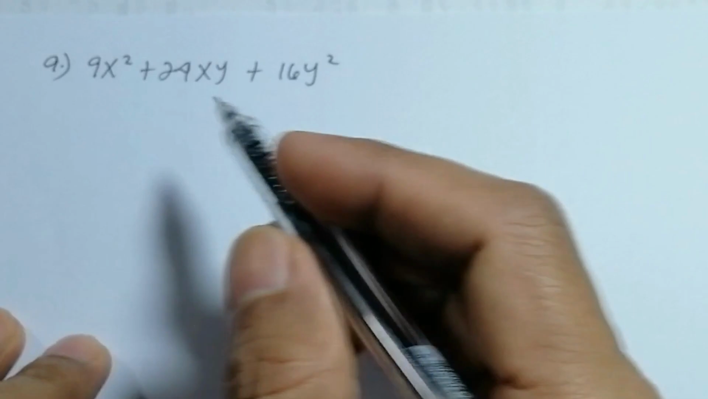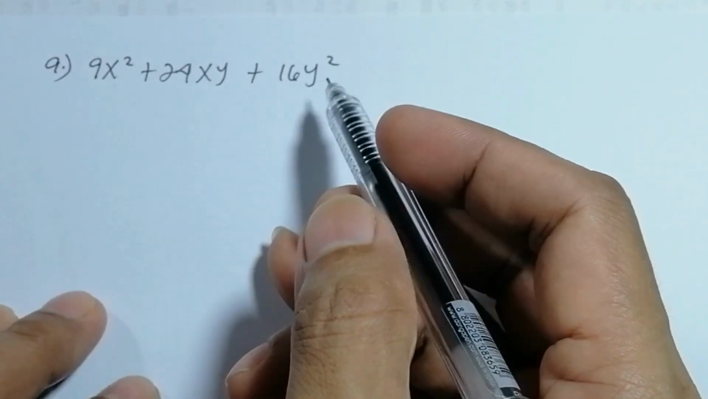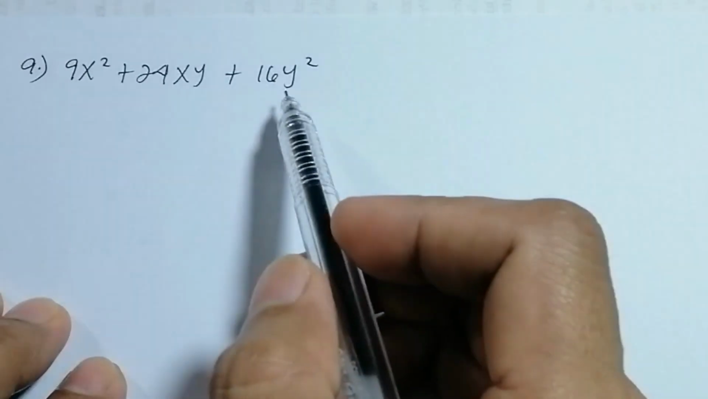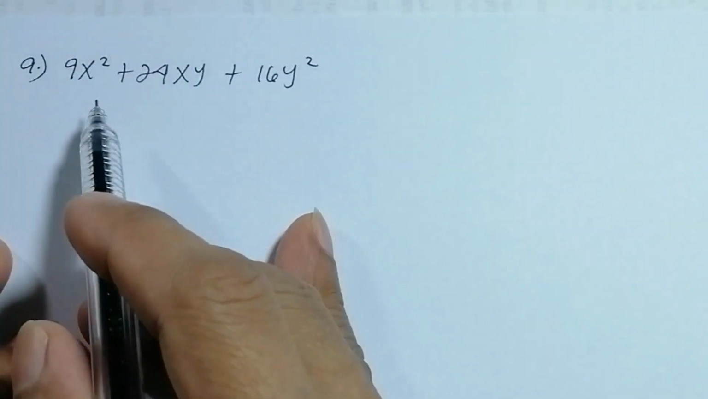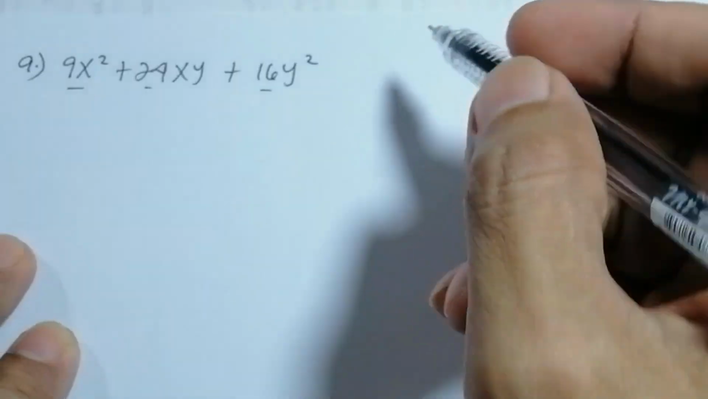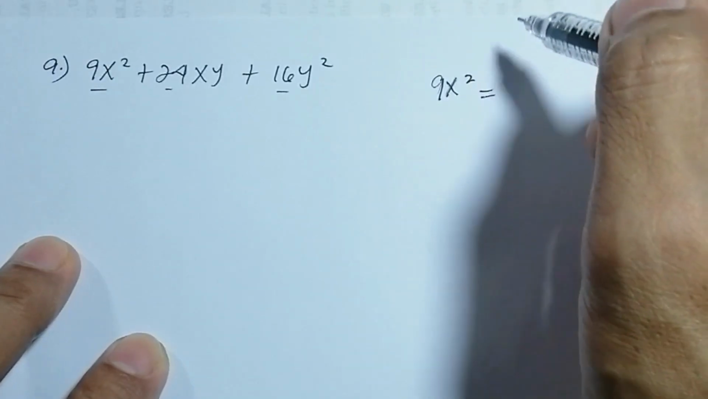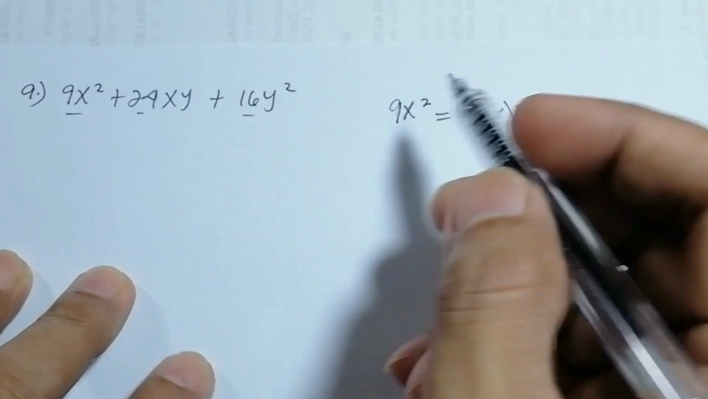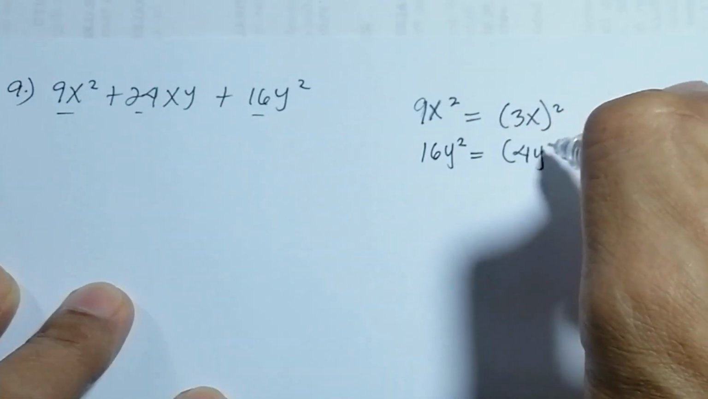Now let's begin with letter A, 9x squared plus 24xy plus 16y squared. The first and third terms are perfect squares. In this case we are going to find the factors of these terms. 9x squared is equal to 3x squared, and 16y squared is equal to 4y squared.